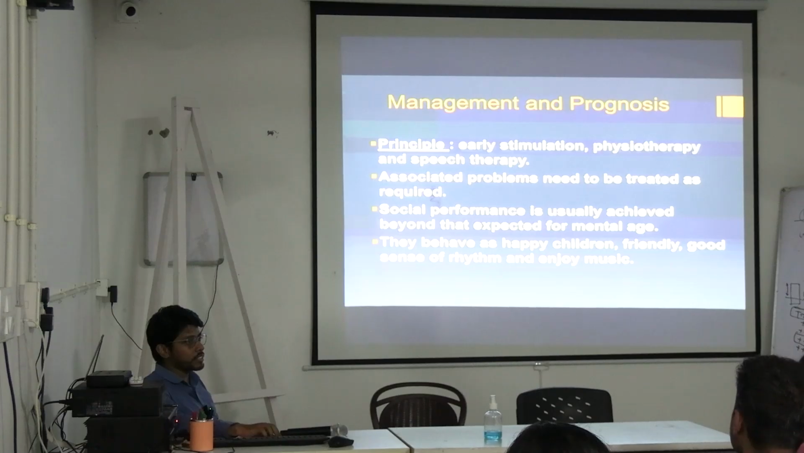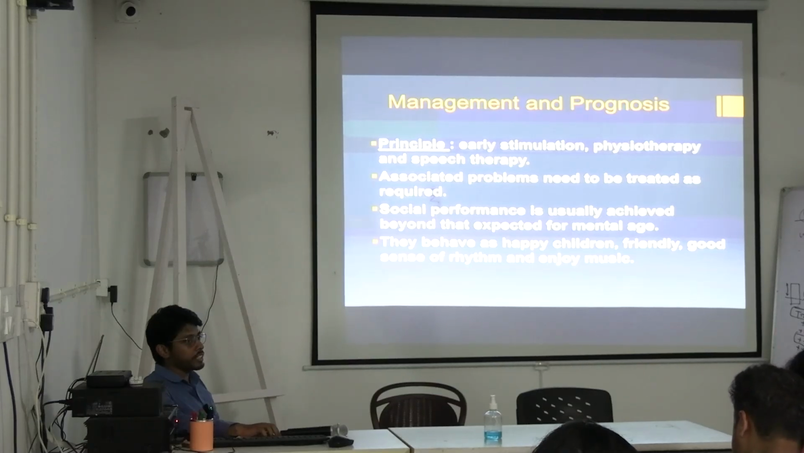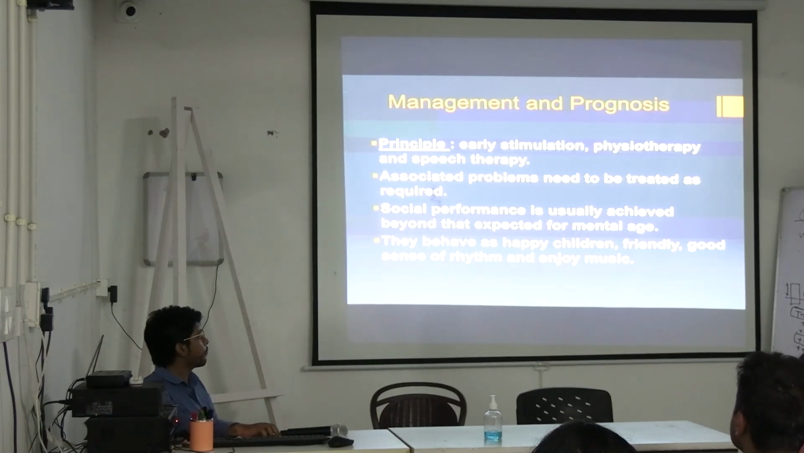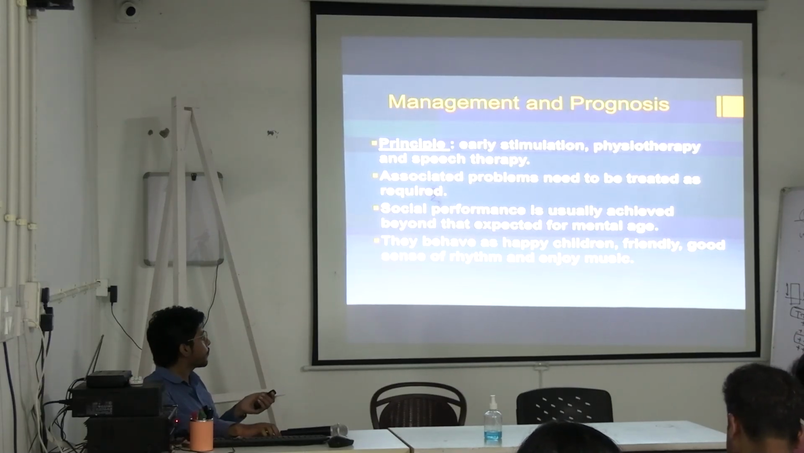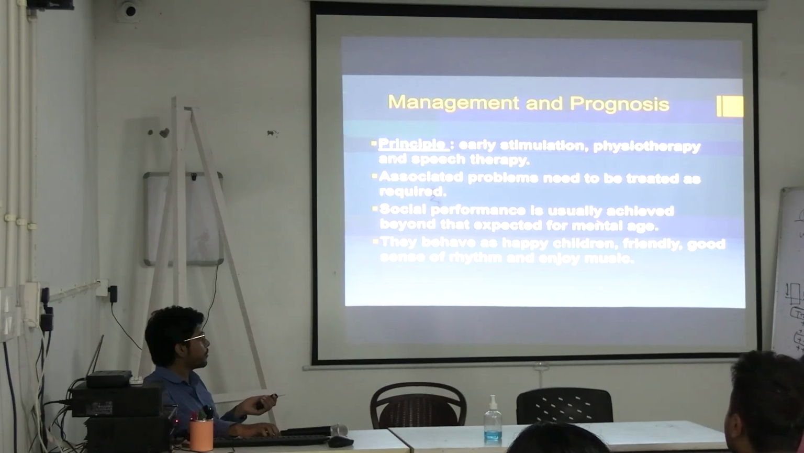Then how to manage a case of child of Down syndrome. Principle of management is early stimulation, physiotherapy and speech therapy, as there will be developmental delay, speech delay. Associated problems to be treated, maybe cardiovascular, hearing defect, eye defect. Then social performance is usually achieved beyond that expected for mental age. So there will be social delay.